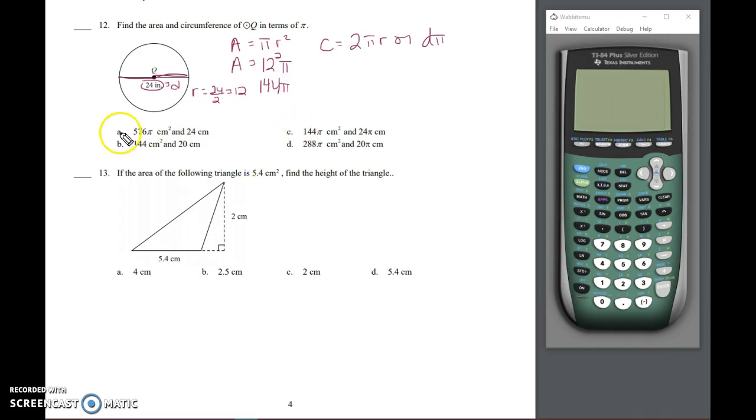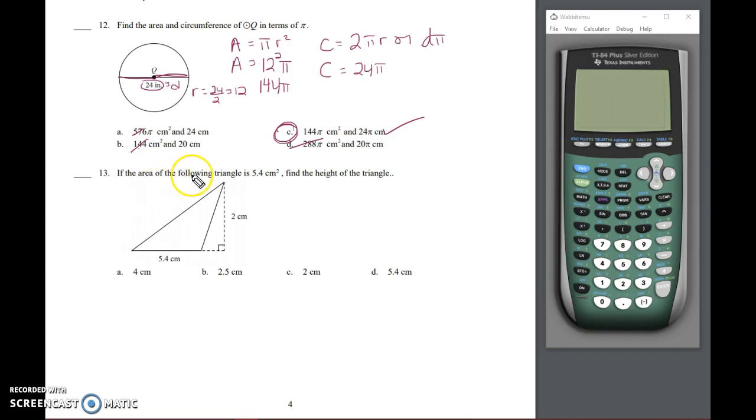So if I'm looking at just the areas, that's not 140. Ooh, there's 144, but it doesn't have the pi. That one doesn't have 144. Well, by process of elimination, I can already get my answer as C. So for the circumference, if I plug in the diameter times pi, there's 24 pi, and that does match C.